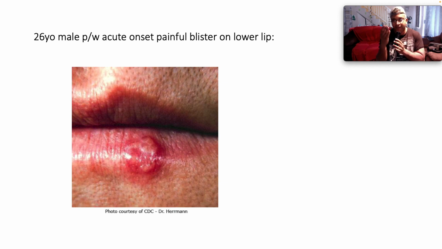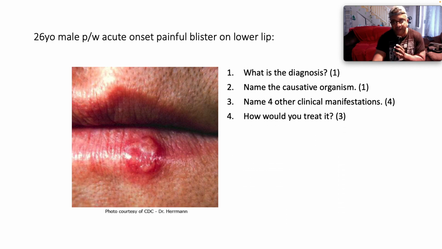This is the OSCE question we are confronted with today. A 26-year-old male presents with an acute onset, painful blister on the lower lip as depicted. The questions are as follows. Number 1, what's the diagnosis for 1 mark? Secondly, name the causative organism for 1 mark. Thirdly, name 4 other clinical manifestations you would expect for 4 marks. And then how would you treat it for 3 marks?